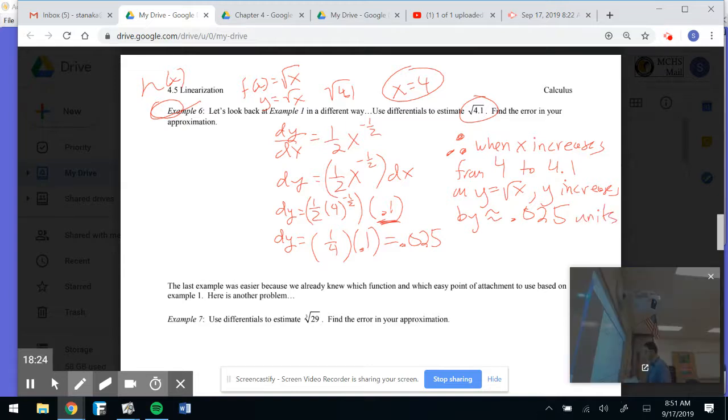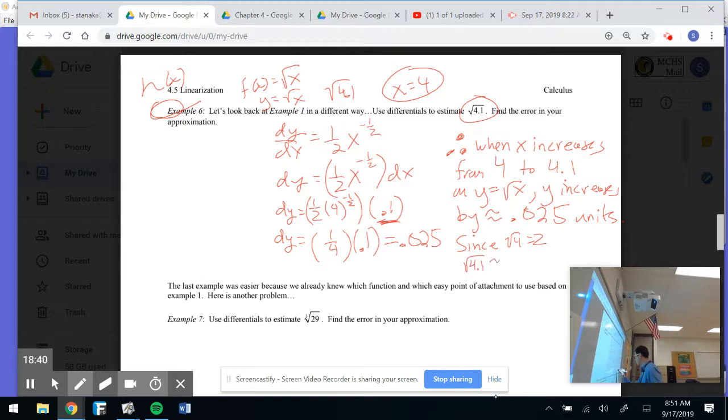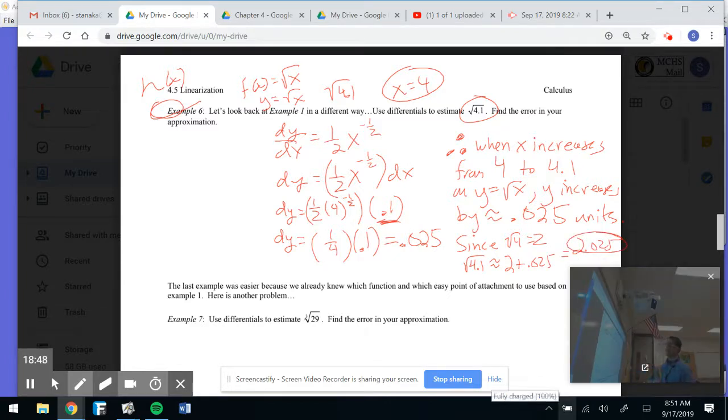And then guess what? This is how I can approximate this. Since the square root of 4 is 2, that 2 would be our y value, 4 would be our x value. Then we know that the square root of 4.1 is approximately equal to 2 plus 0.025, which is 2.025, which we did earlier by linearization, but this time we did it by using differentials.